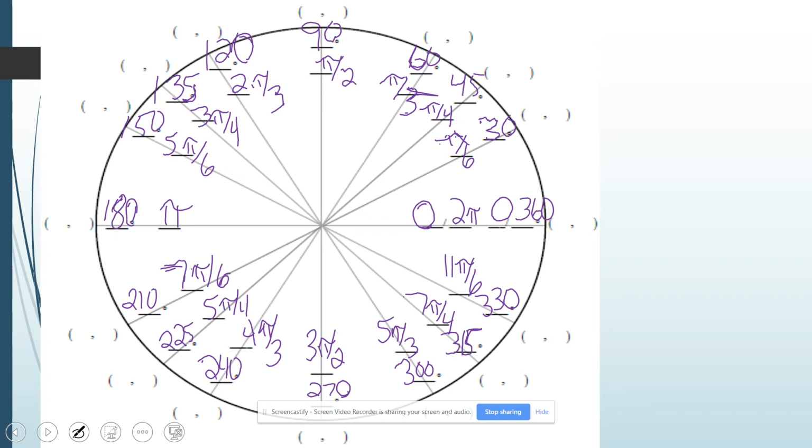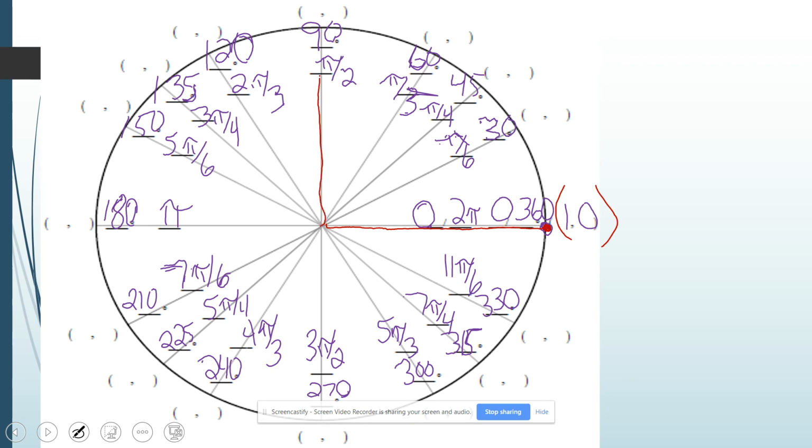I'm not going to worry very much about the ordered pairs on the outsides, except for 4 of them. Our ordered pair over here at 0 degrees, 0 pi, is (1, 0), because remember, our unit circle has a radius of 1. So this point right here is (1, 0).